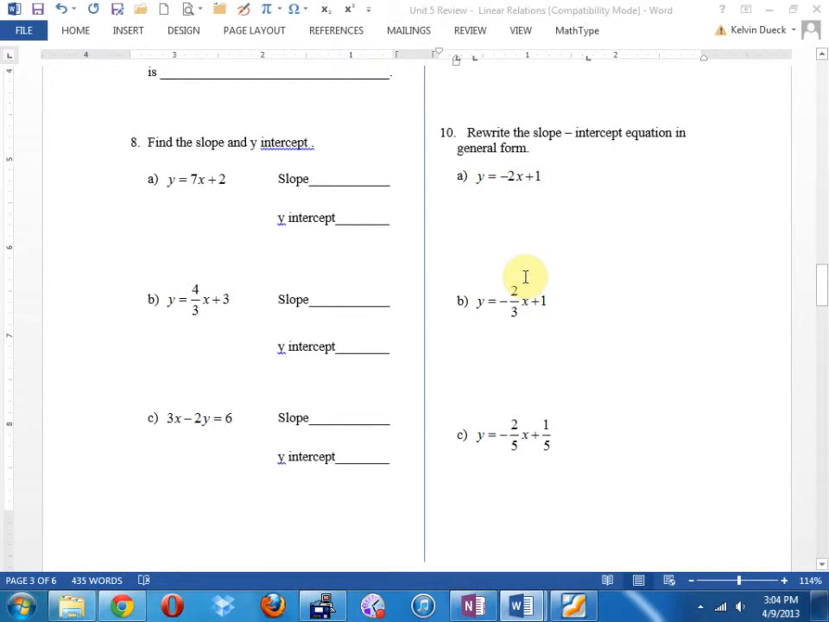Rewrite slope-intercept in general form. That means make it equal to 0. But first, clear fractions. You cannot rewrite it. In other words, this one here, if you wanted to make it equal to 0, you couldn't just say, I'm going to minus y. In general form, you can't have fractions in your coefficients. You got to clear fractions out. How do you clear fractions? Multiply by a common denominator.